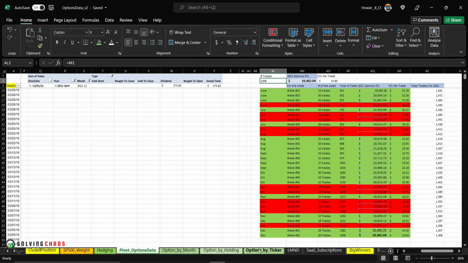That's why I have pivots on tickers. I have tickers by time frame. I have pivot tables on my method, so I can always adjust my strategy to see which one went well and which one did not. So let's talk about some specific trades.